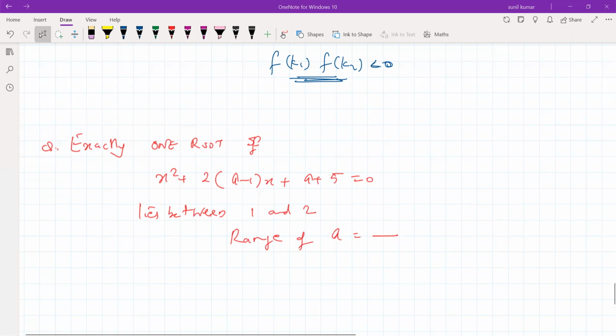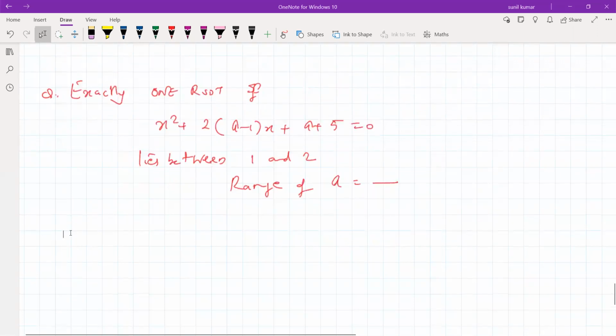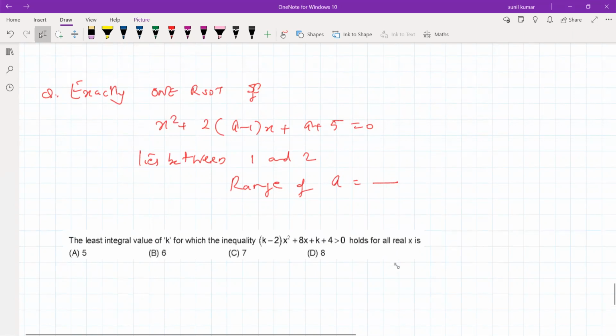I will give you two more problems that are based on the earlier concepts. First you try this one. Let me put the other problems also. This is today's first concept.